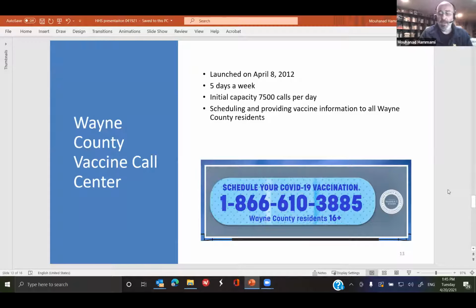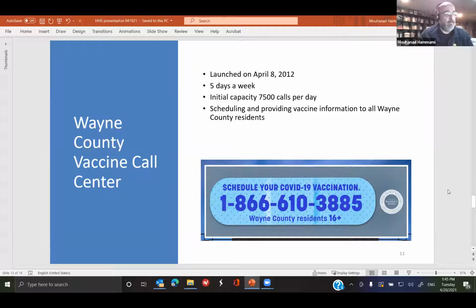Over the weekend, although there is no person who answers the phone, there is an answering system that is able to return calls the following day when someone leaves a message. It has the capacity of handling 7,500 calls per day and scheduling appointments. It has been actively involved in not only scheduling appointments, but also providing information. A lot of the calls are more about people who have concerns or are seeking information.